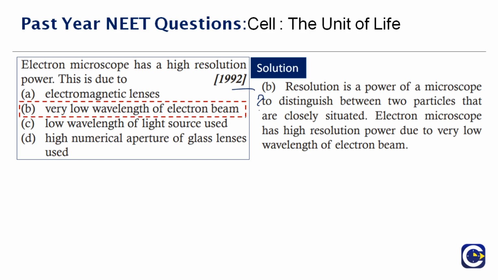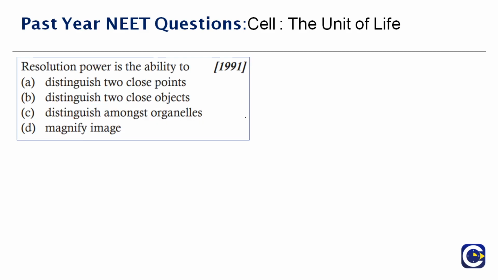Resolution is the power of a microscope to distinguish between two particles that are closely situated, and that distinguishing will happen in your eyes. The eyes have a capacity to distinguish between two close objects, but for that you need a specific color. We already saw in the earlier part about blue color. Blue color, which has the shortest wavelength, will give you the highest resolution. Therefore, the electron microscope works on this particular theme, where it uses shorter wavelength to give you a high resolution and clearer image. Therefore the correct answer to this question is option B. Now let's move to the next question.